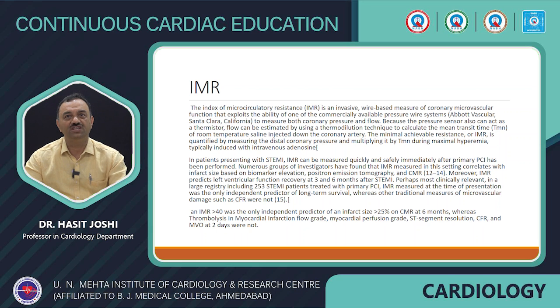The index of microcirculatory resistance, or IMR, is quantified by measuring distal coronary pressure and multiplying it by transit time during maximal hyperemia, typically induced with intravenous adenosine. So once your angioplasty is performed, you can measure IMR using the pressure and thermodilution wire.